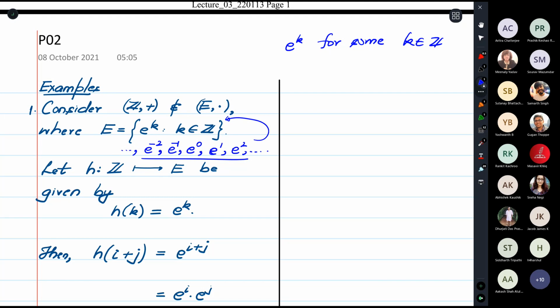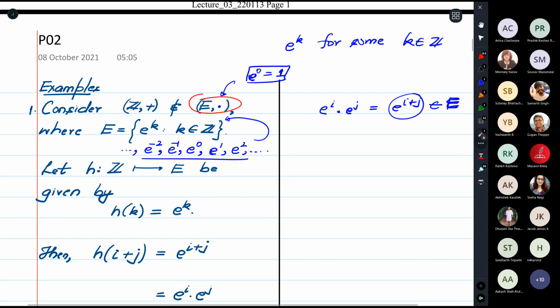And the operation that we define over here is the multiplication operation. Since this is an exponential function, I hope you agree that e^i times e^j equals e^(i+j). So you can see that this again is an element of this set E. And you can verify that this again is actually a group, and the identity element is e^0, which is actually 1. So I hope you agree that this set along with this operation is indeed an abelian group.